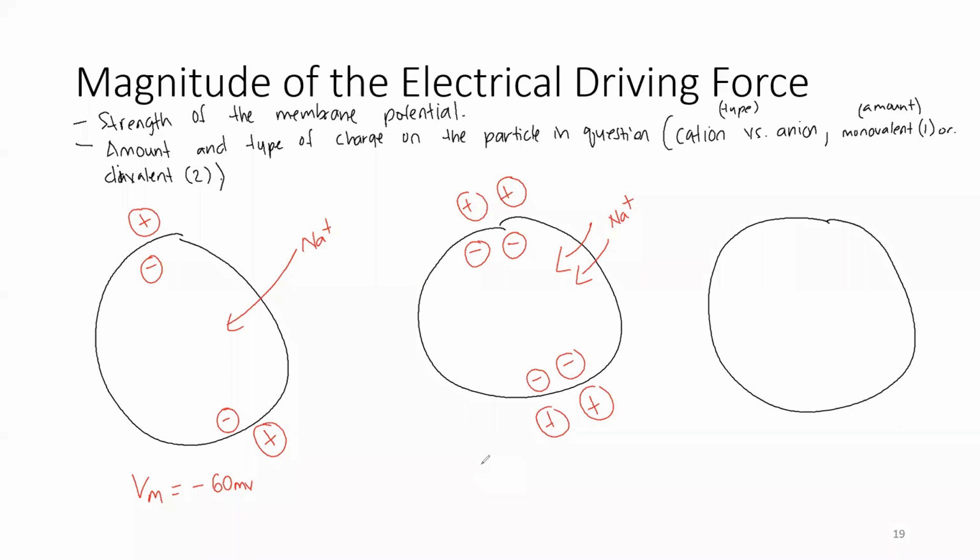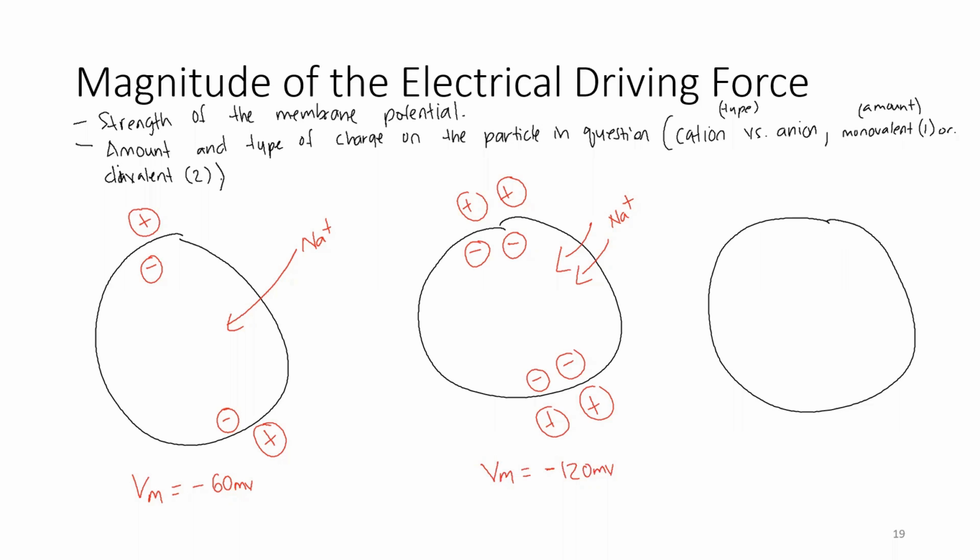So here we can think about the membrane potential as being twice what it was in this first scenario. So it's going to be negative 120 millivolts, okay? Everyone understand how we double the membrane potential? So based on the larger degree of separation of charge, we now have a larger or stronger magnitude of the electrical driving force, okay?